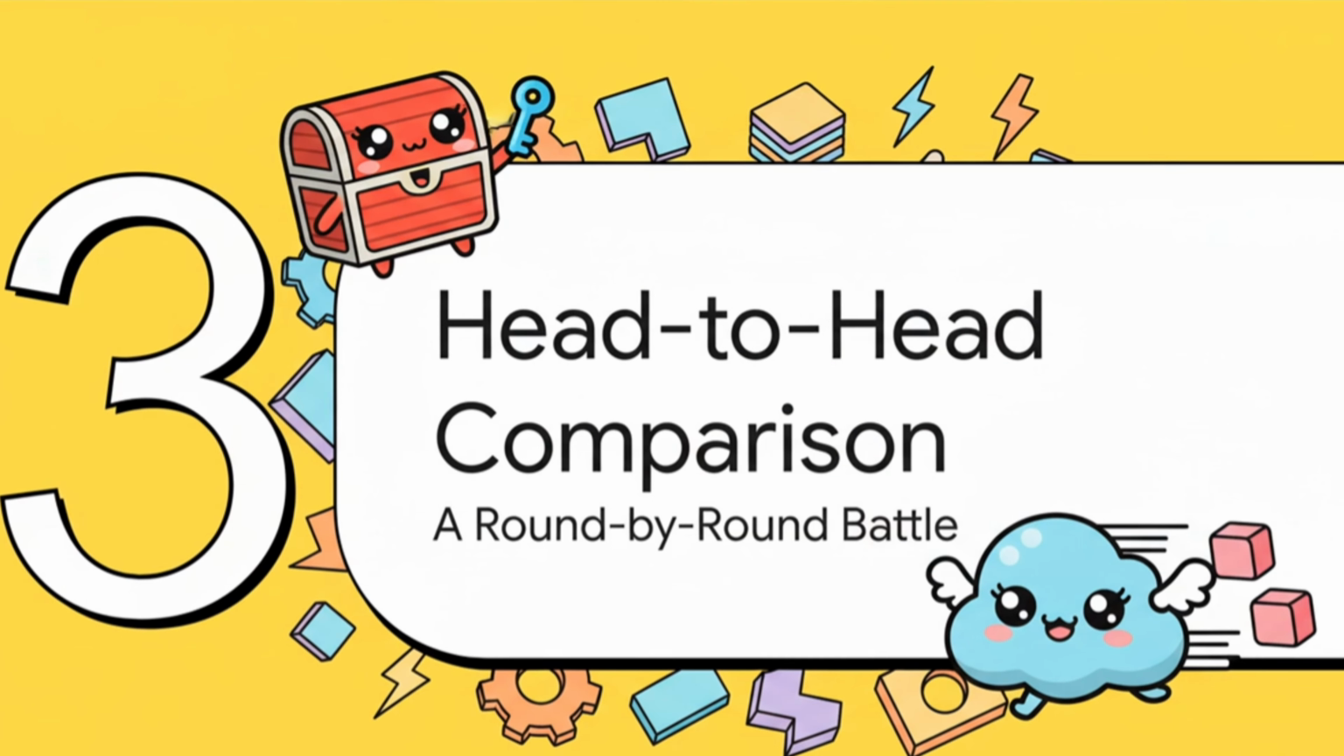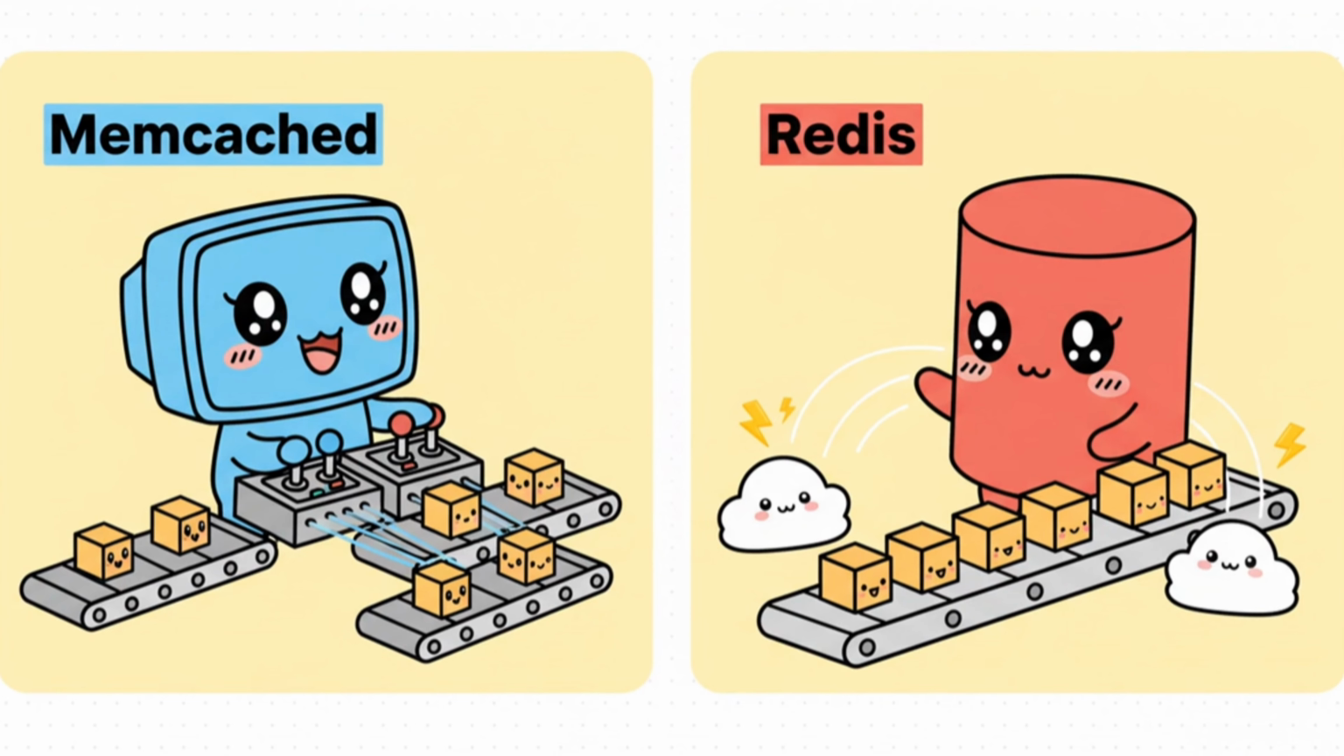All right, intros are done. Now it's time for the main event, the head-to-head battle. We're going to break this down into three crucial rounds: architecture, data handling, and durability. Let's get to it. Okay, round one, architecture. This is a fundamental difference between them.